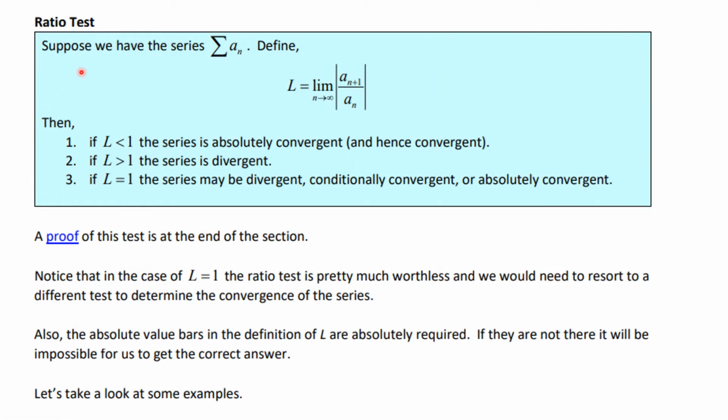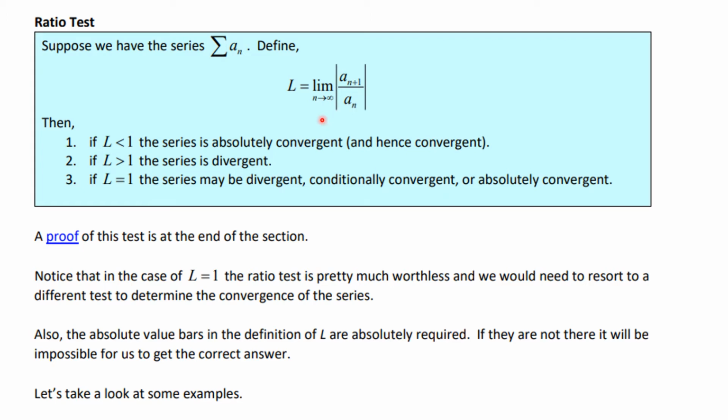All right, so the ratio test is quoted as follows. Suppose we have an infinite series, summation of a sub n. And if we define L to be the limit as n goes to infinity of the absolute value of a sub n plus 1 over a sub n, then if L is less than 1, the series is absolutely convergent, and hence it's also convergent. If L is bigger than 1, the series is divergent. And if L equals 1, the series may be divergent, conditionally convergent, or absolutely convergent. You just don't know. And a proof of this follows at the end of the section.